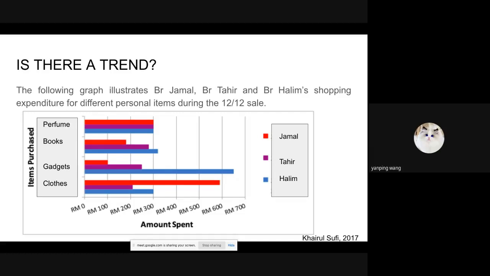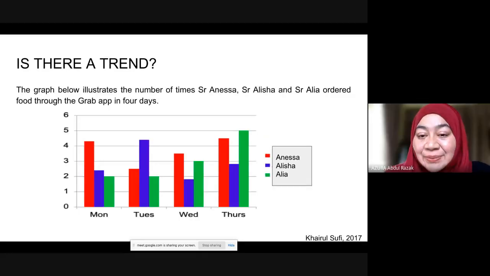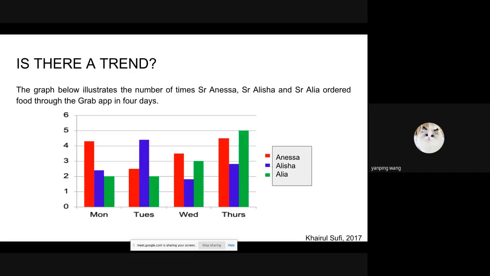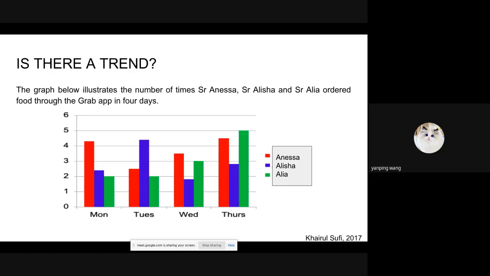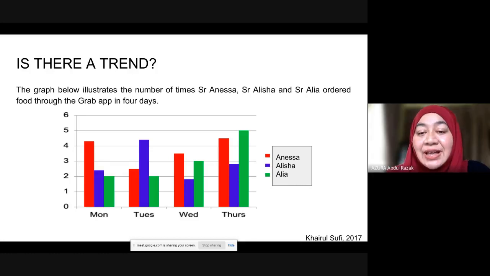Green. Someone there, what is that? It's green. Green for Mr. Chat, I can't hear. Can you speak up? The green color. Yes, the green color is for Alia.